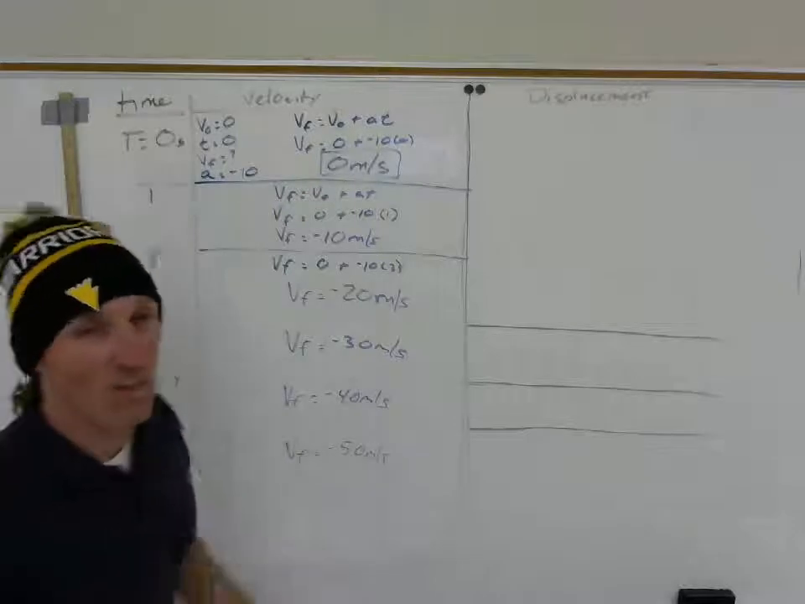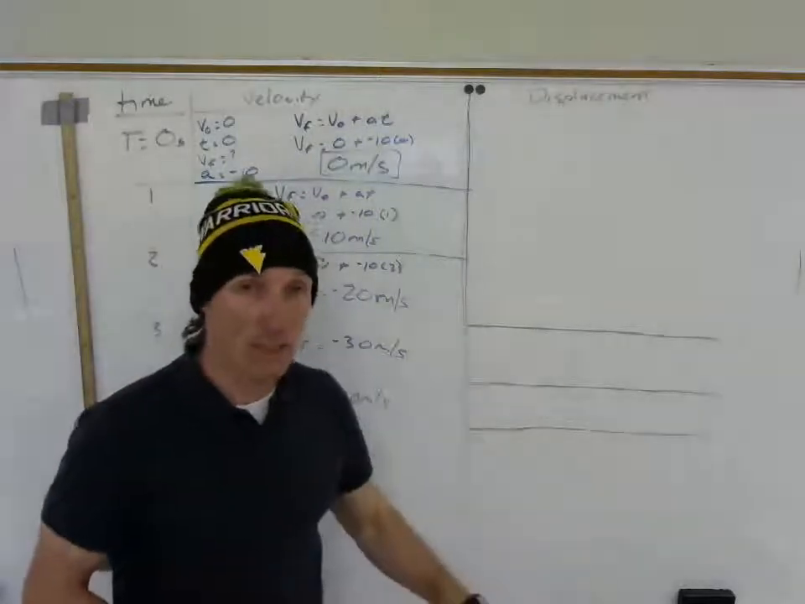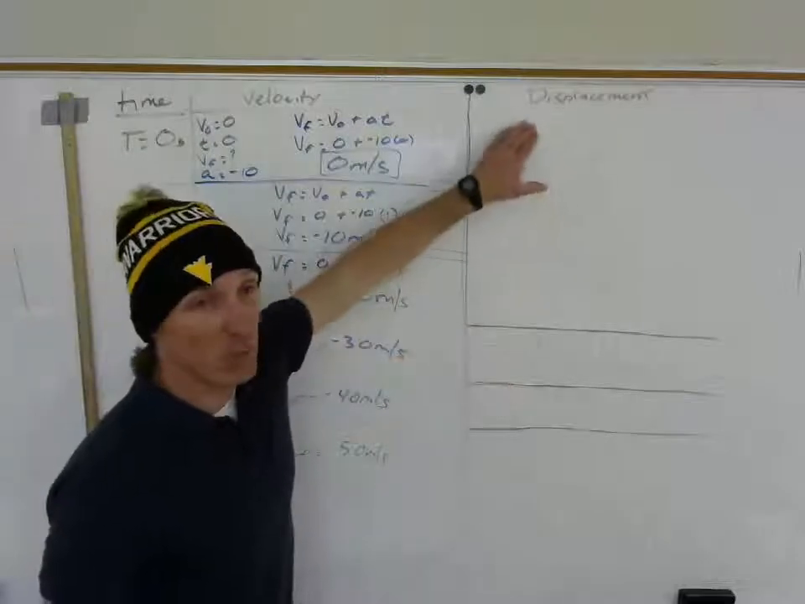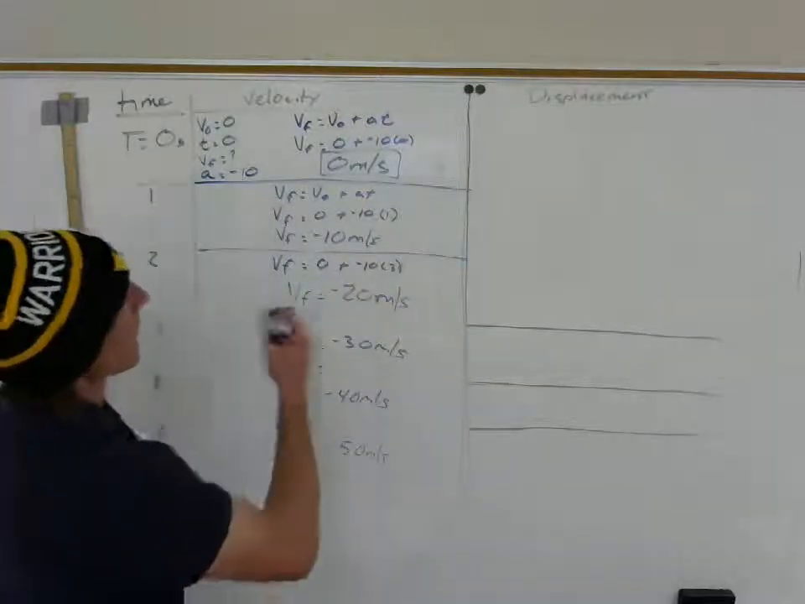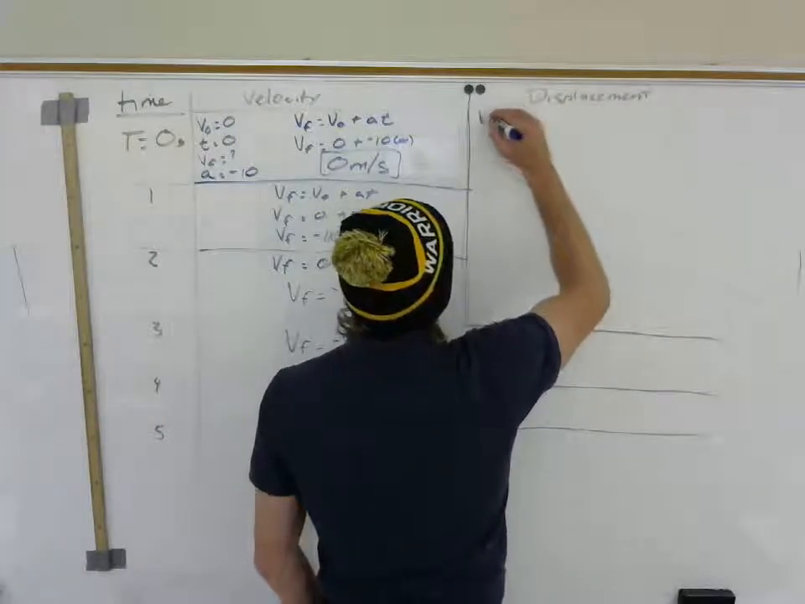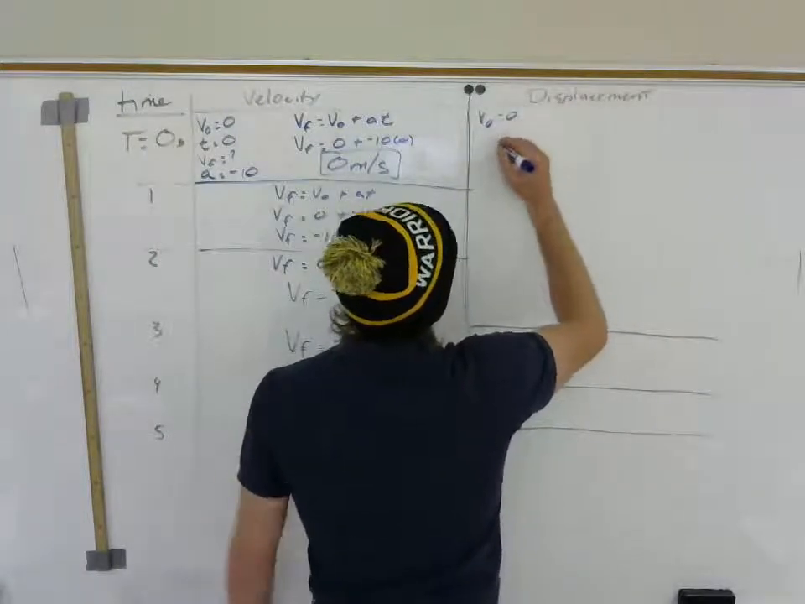But now we want to figure out how far it is actually falling during that time. So we're looking for the displacement. In this case, we can use my initial velocity is going to be 0.